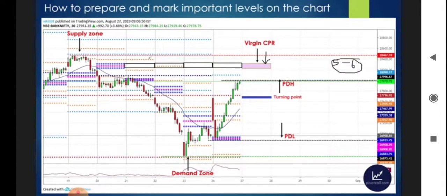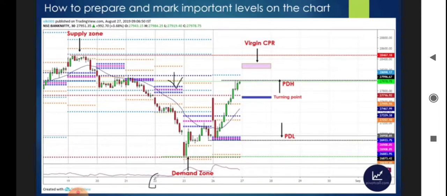So that's why this is day 1, day 2, day 3, day 4, day 5. It was in day 5, so I marked it. Right? Now you may ask me, there is a virgin CPR here also, on the 22nd. Why didn't I mark this virgin CPR? For that, next day I marked it, because it was still a valid virgin CPR.